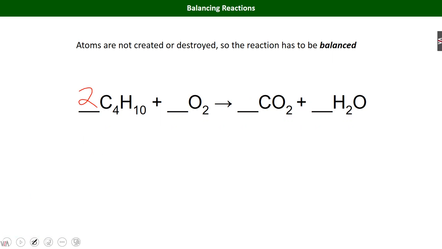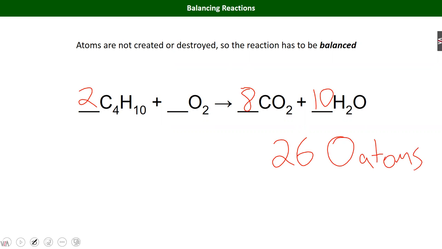So, okay, well, if 1 doesn't do it, let's start with 2 of these. Now, how many CO2s do we make? We have 8 carbons now, so we can make 8 CO2s. And now we have a total of 20 hydrogens. So how many waters can we make? 10. Now how many oxygen atoms do we have on the right side total? So 8 times 2 is 16 plus 10 times 1. Now it's an even number. So how many O2 molecules do we need? 26 over 2.